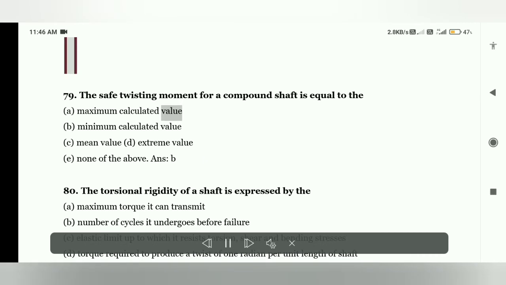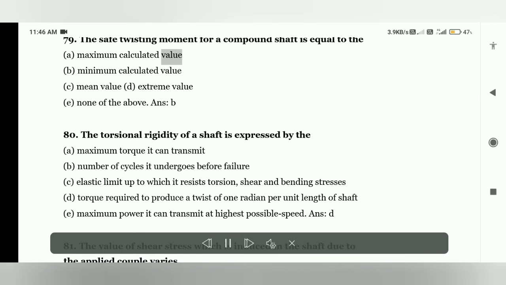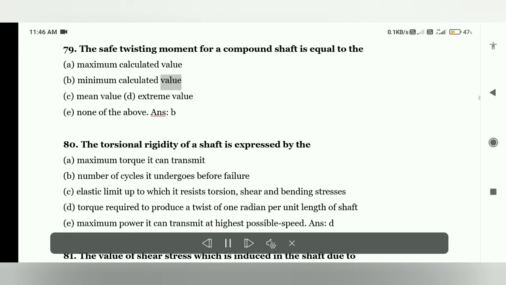The design of a shaft is based on: A, the maximum calculated value; B, the minimum calculated value; C, the mean value; D, the extreme value; E, none of the above. Answer: B.